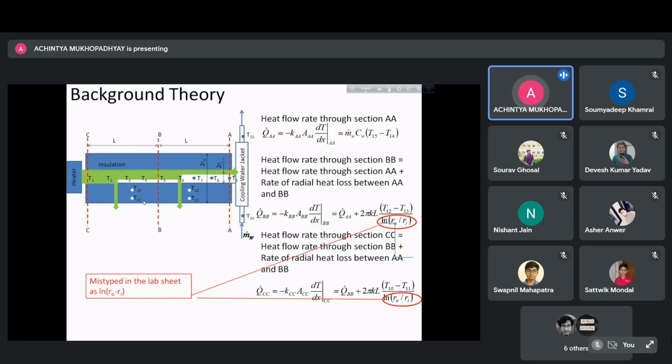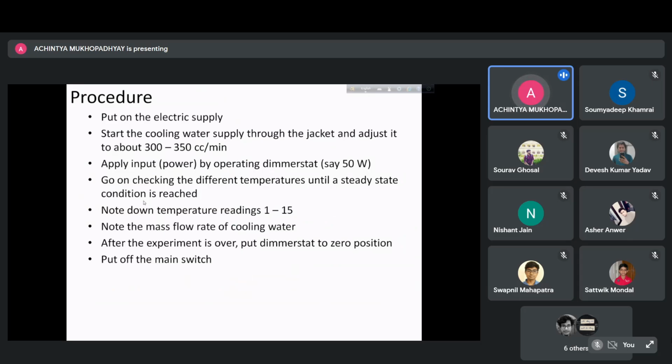So why should they be different? They would be different because they are at three different temperatures. Okay. So up to this part, is it clear? Yes, sir. Okay, so now let us go to the procedure.